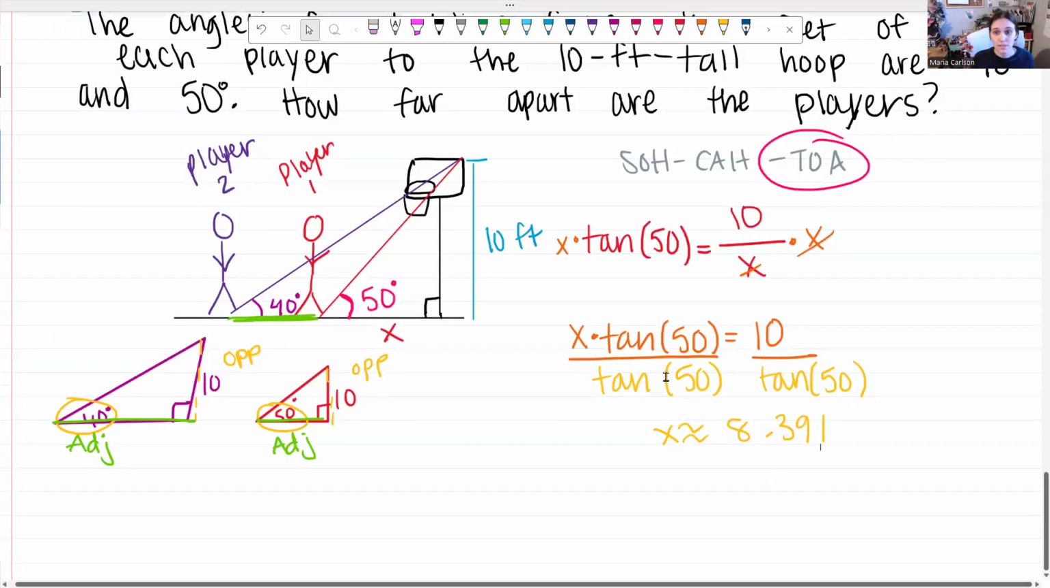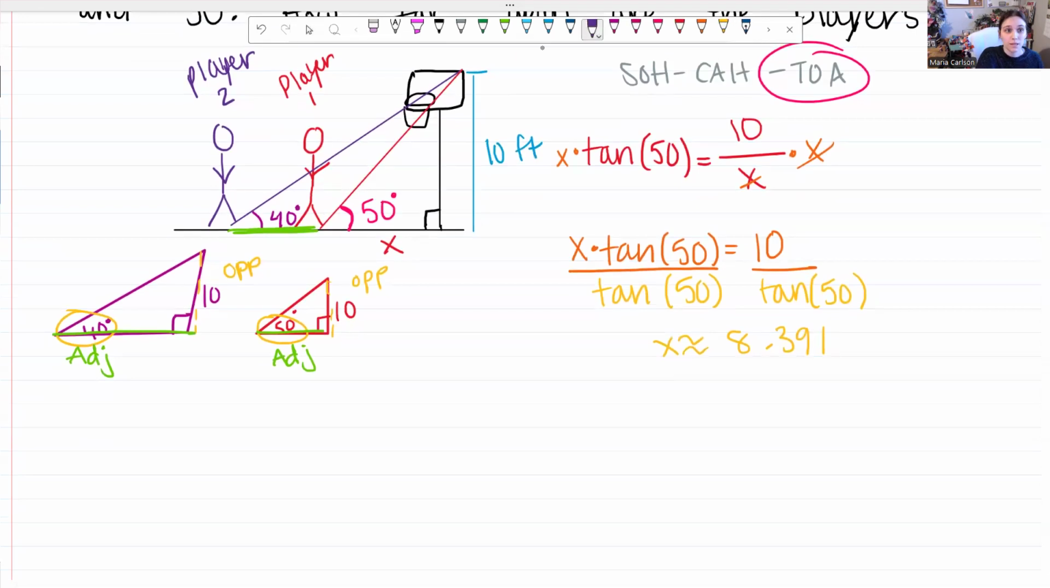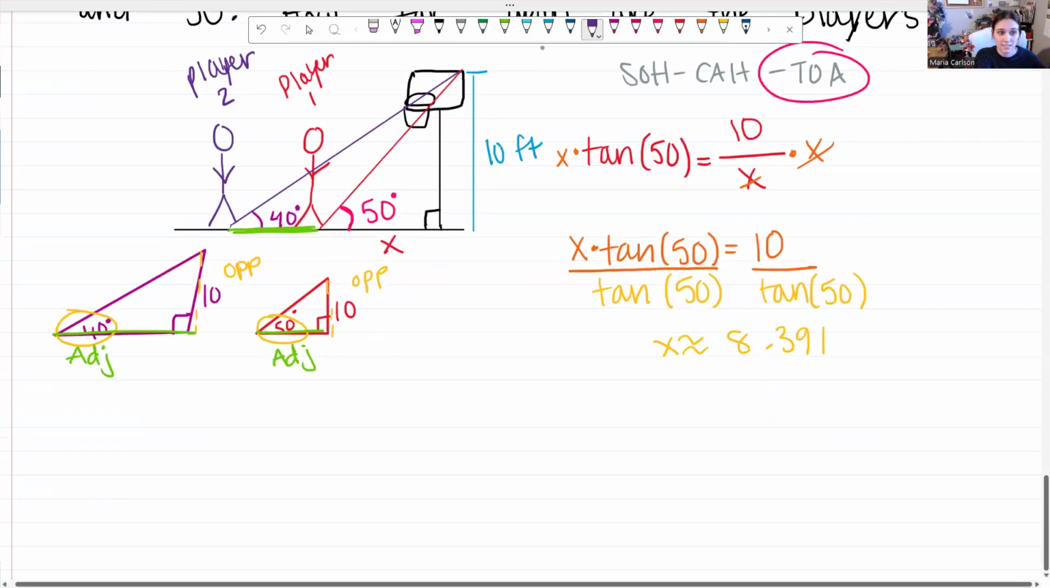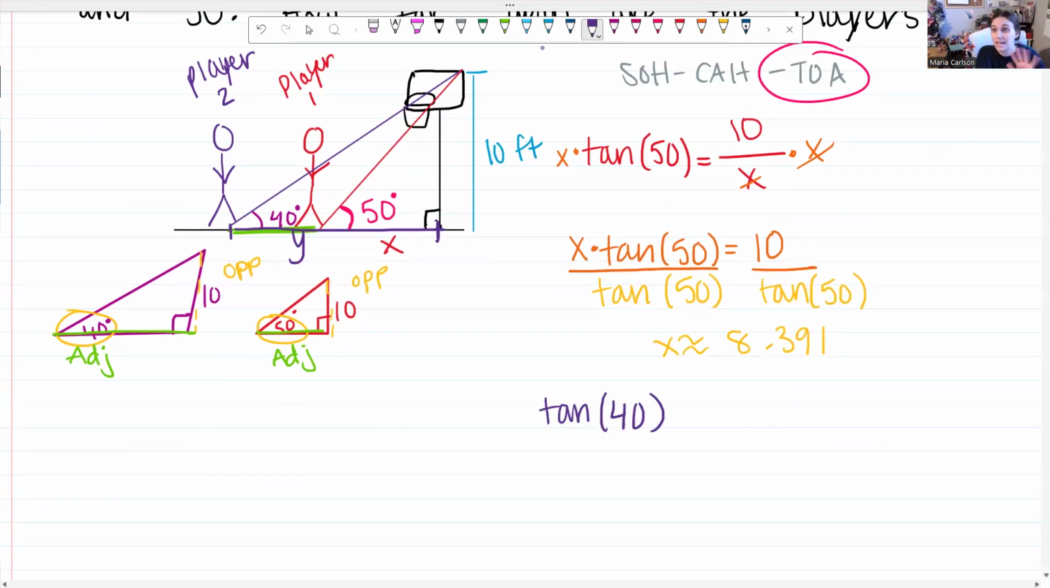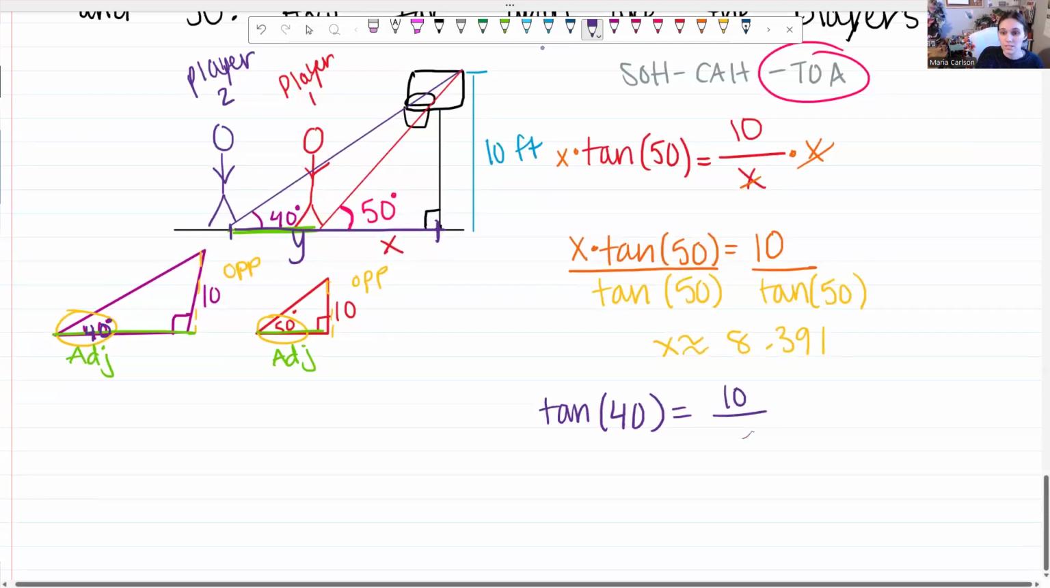All right, now we need to do the same thing, but for player 2. So player 2 now, let's let this distance from player 2 to the basket be y. And I know that the tangent of 40, because that's the angle for this triangle, it's kind of hidden, it's 40 degrees. The tangent of 40 is equal to 10 over this length y, this adjacent side y that I do not know. Again, using tangent because I have the opposite of 10 and the adjacent that we don't know.